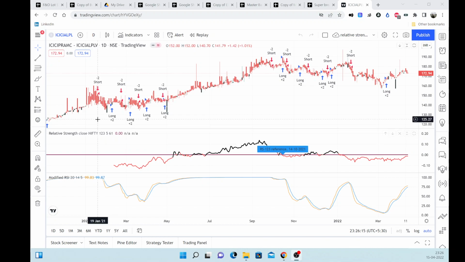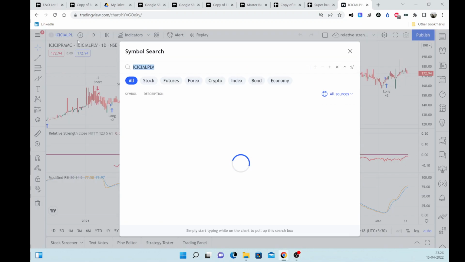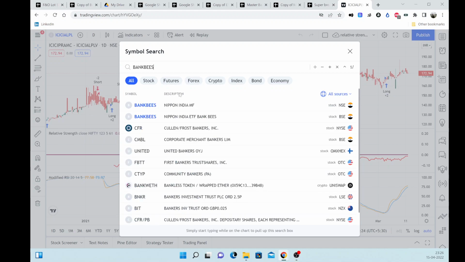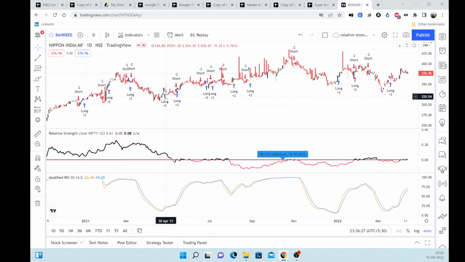So for example, let's take Bankbees. Bankbees is a collection of the top banks in India, both private and public sector banks. Now if you are not comfortable investing in one bank, you can invest in a basket of banks, for example, Nippon India. It is an ETF, so you can track it like a share, and it's much safer than investing in an individual share. However, this is restricted to a particular sector, which is the banking sector.